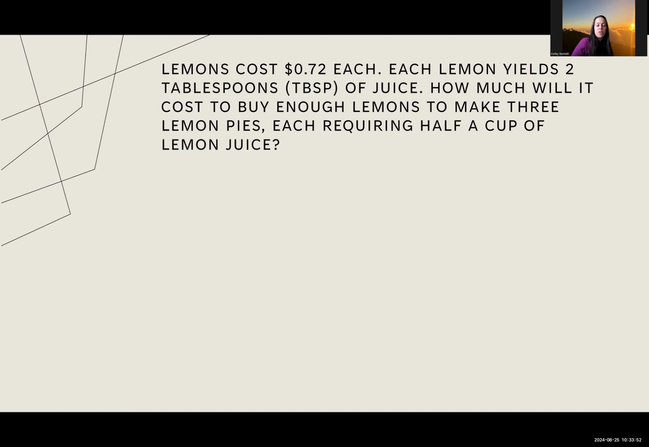Lemons cost 72 cents each. Each lemon yields 2 tablespoons of juice. So how much will it cost to buy enough lemons to make 3 lemon pies if each lemon pie requires half a cup of lemon juice?